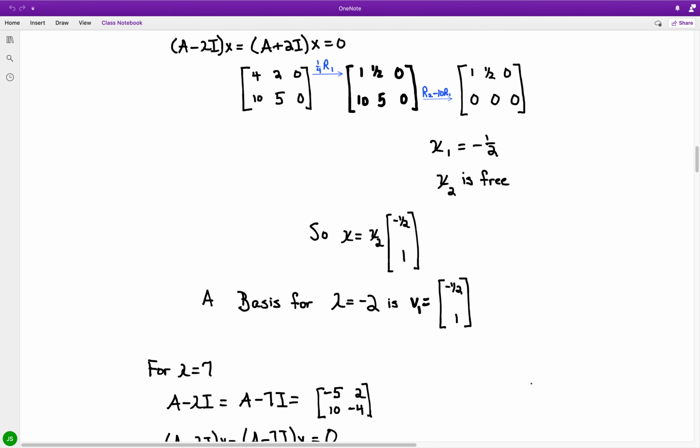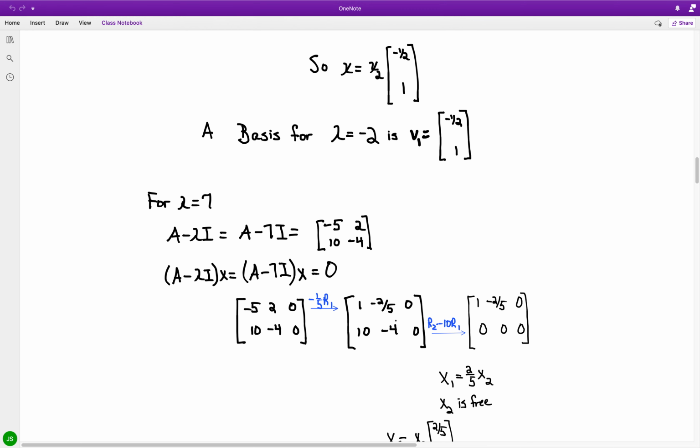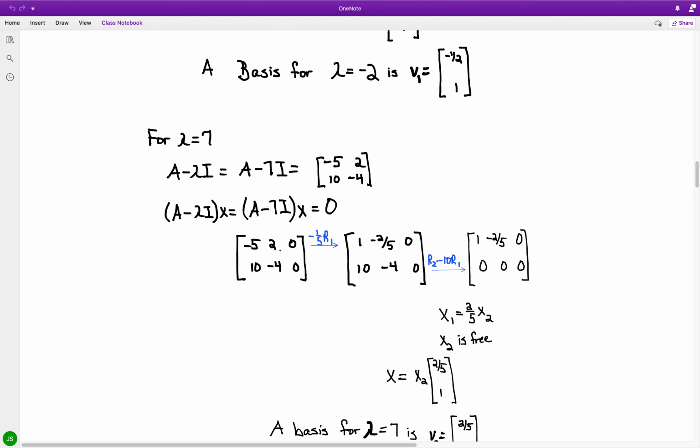As for the other eigenvalue at 7, if I run it through the mill, A minus lambda I with lambda at 7, we have the difference: -5, 10, 2, -4, if we go column by column. And for A minus lambda I times x with lambda at 7, setting to 0, we have the augmented matrix: -5, 2, 0, 10, -4, 0. Running through the process, we have the reduced echelon form: 1, -2/5, 0, and 0 at the bottom.